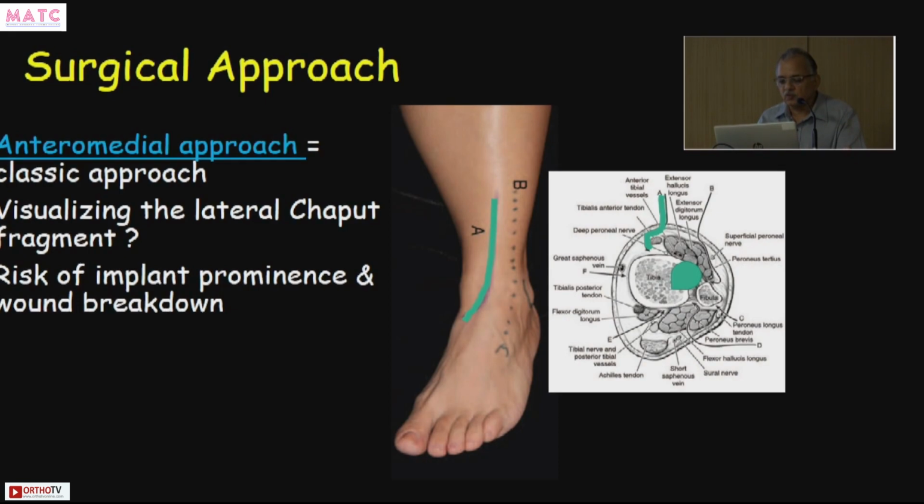But if you have to go on the lateral side, the anteromedial approach cannot address this area which has a lateral fragment. Being subcutaneous, there are no muscles on the medial side, so the risk of implant prominence and wound breakdown are a little higher.